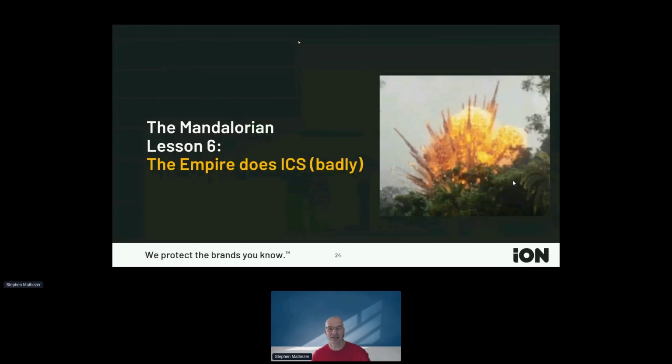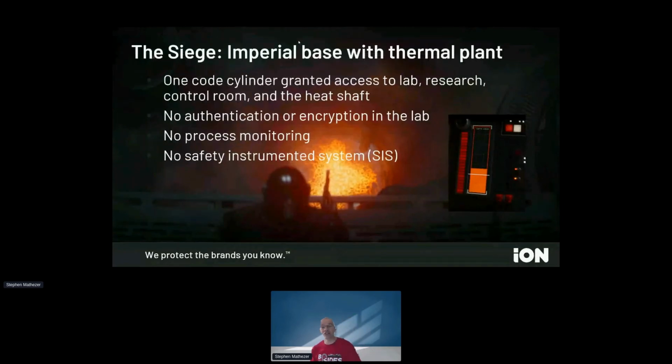Lesson number 6, the Empire does ICS. And of course, it wouldn't be the Empire if they did it well. So the Empire does ICS badly. There was The Siege, a different episode where there was an Imperial base that got its power from thermal energy. There were lava rivers apparently that flowed by every day. And shocker, there was a single code cylinder that granted access to the lab, to the research contained in the lab, to the data, to the control room, and to the heat shaft and the process itself. We all know in an ICS environment, we need to segment our corporate and our control networks.